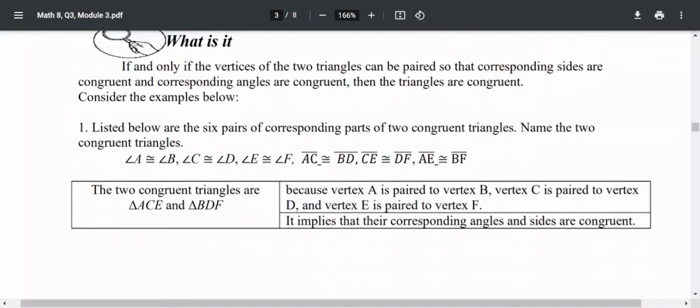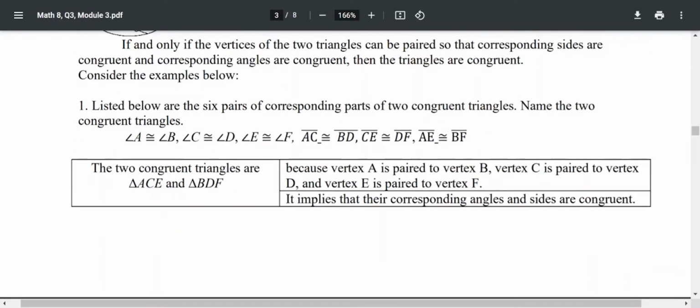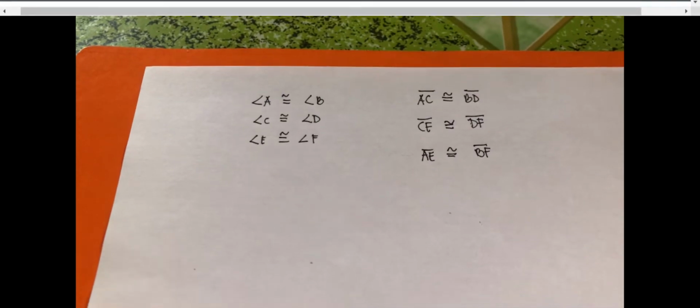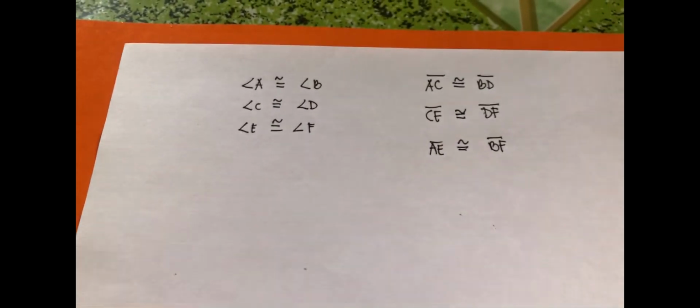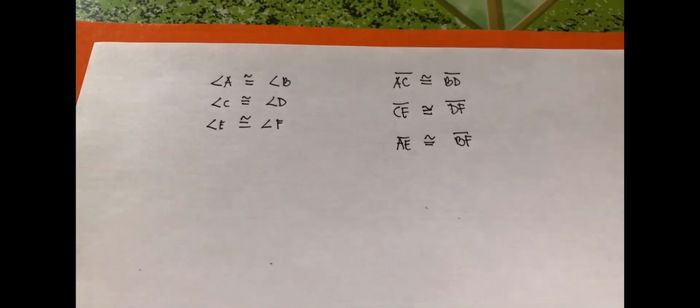So above, we identified the congruent parts of the given triangles. Here we are given the congruent parts. What we will identify is the congruent triangles. So to make it easier to visualize, we can draw it. Now, here are our given congruent corresponding parts. So here are the angles given.